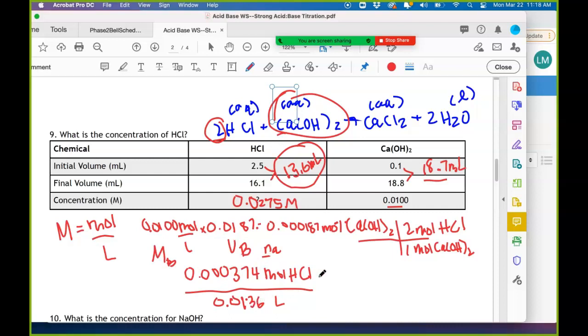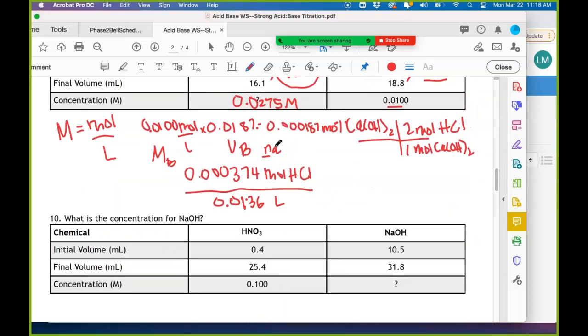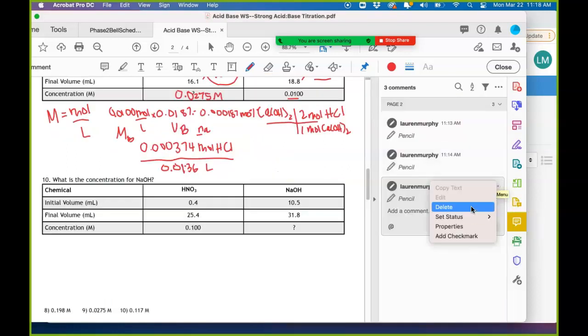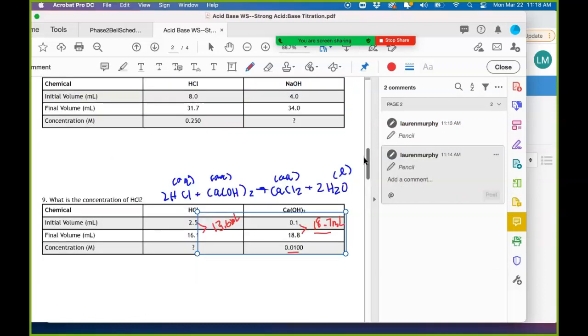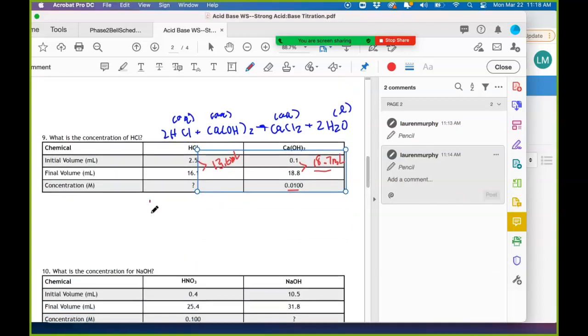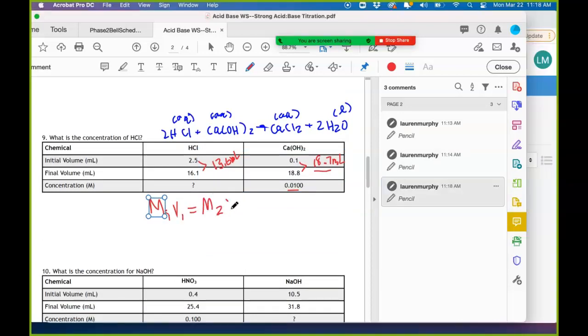So I want to show you what I did, because a lot of kids see this, molarity, volume, and it looks like the dilution equation. Well, let's talk about what the dilution equation is. So let me get rid of this. The dilution equation looks like this: M1V1 = M2V2. And this is great for dilutions, but this isn't a dilution. This is a chemical reaction.